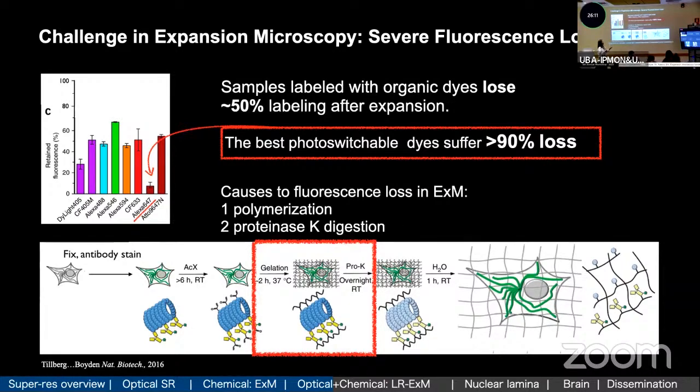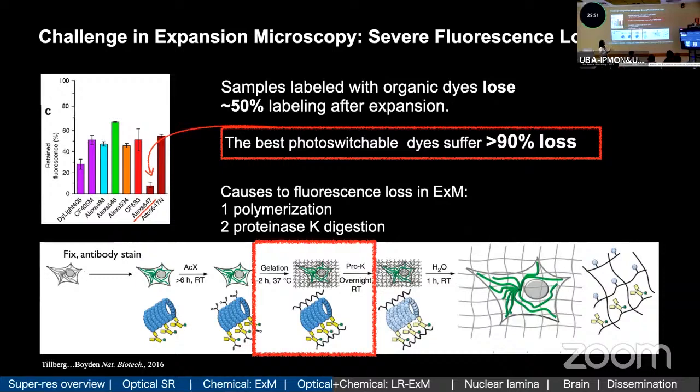The second harmful step is the proteinase K digestion, the homogenization. Proteinase K can accidentally chop the antibodies or proteins into pieces. If a piece is not cross-linked onto the hydrogel, you'll wash it away. So you lose some fluorophores on those pieces.